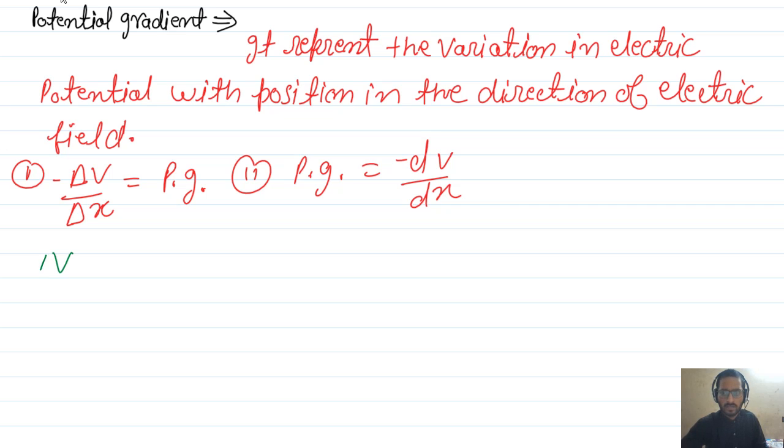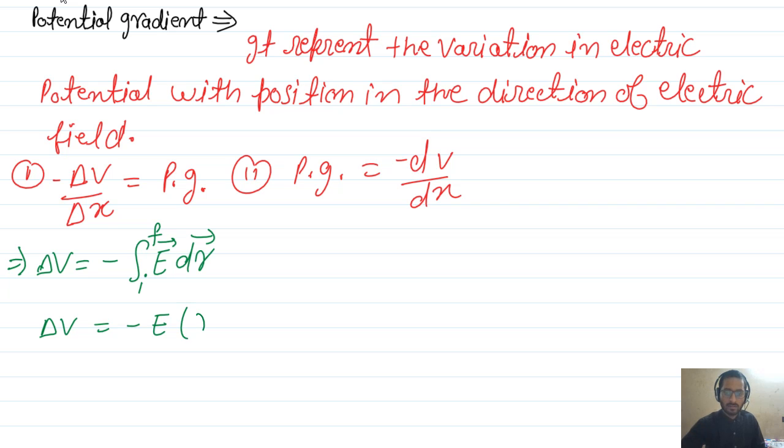In the second format we can also write it like delta V is equal to the negative line integral of E dot dr. It's from the definition of potential difference. So the negative line integral of electric field is the potential difference. We use this method to find the potential gradient. So dV is equal to negative E, for uniform E, times r final minus r initial.